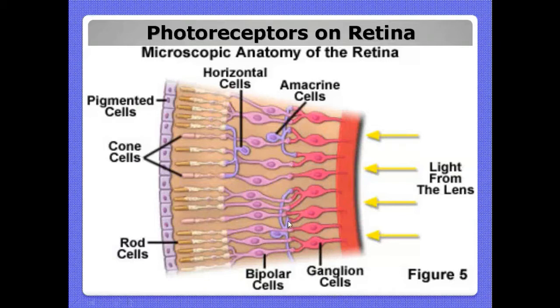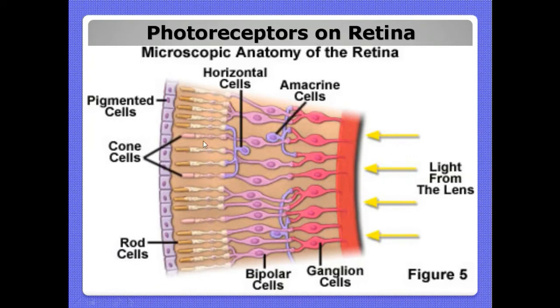After that you have bipolar cells. The ganglion cell layer is followed by bipolar cells. In between bipolar and ganglion you have amacrine cells. One or two amacrine cells are there in between. Then the next layer starts, that is the cone cells and rod cells layer. That is the receptor layer.